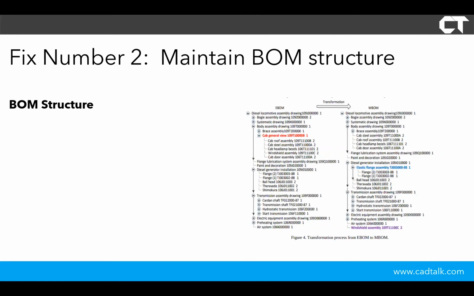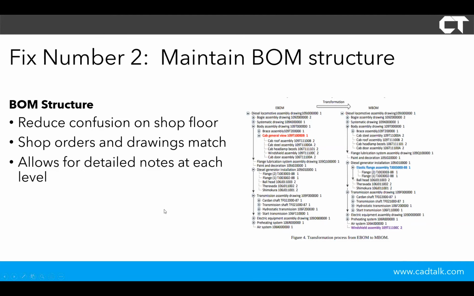When the product structure is fully represented, the design engineer and or the shop floor workers can capture more detailed notes at each level, which would help reduce confusion in the manufacturing process. So the more complex the levels, the more data, the more information, and the less confusion you have from top to bottom in each phase of the project. So in sum, the structure allows you to reduce confusion on the shop floor. The shop orders and the drawings reflect one another. And you can have detailed notes at each level in terms of the manufacturing process.